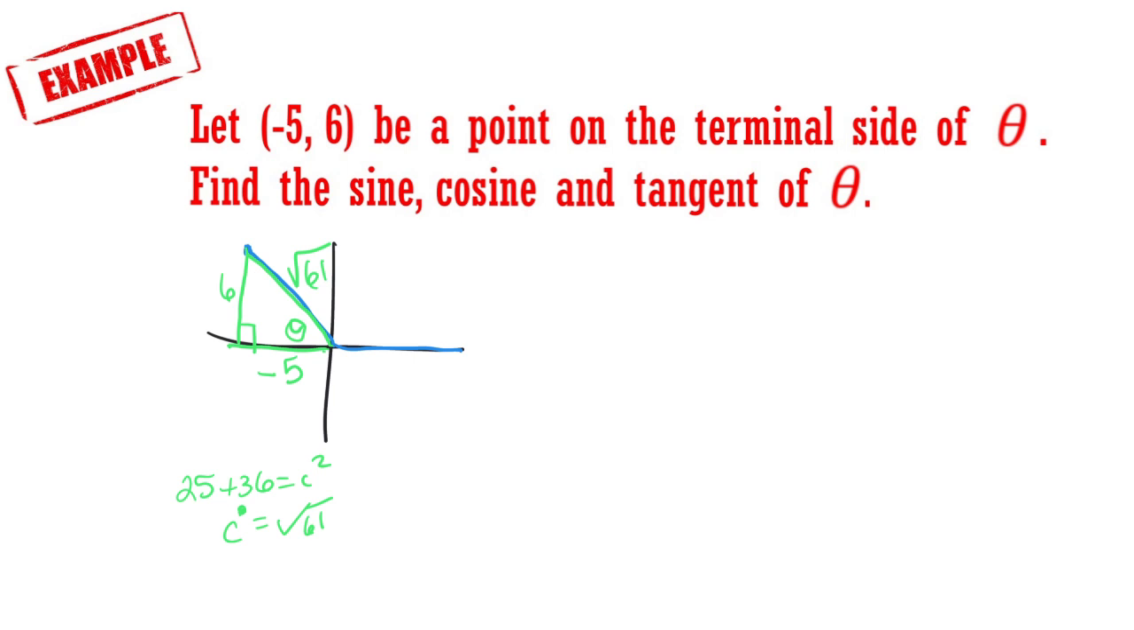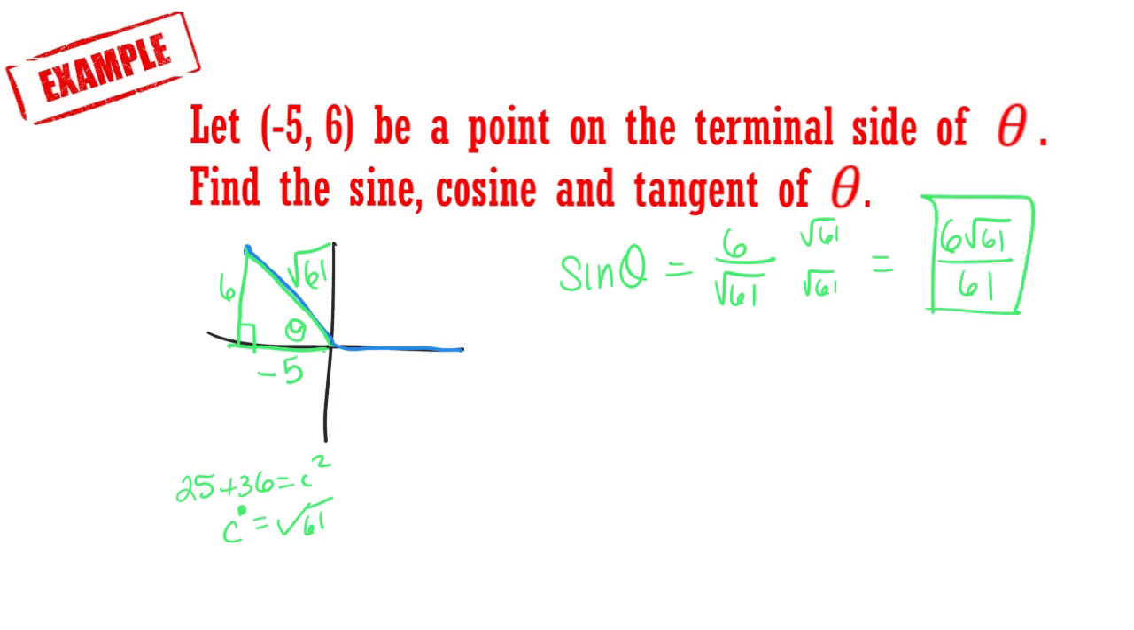So looking at sine, sine is opposite over hypotenuse, so that's 6 over the square root of 61. But we would want to rationalize that. Some of you might be able to rationalize in your head. That'd be great. That'll save you a little bit of work. So there's my answer. That's the sine value.